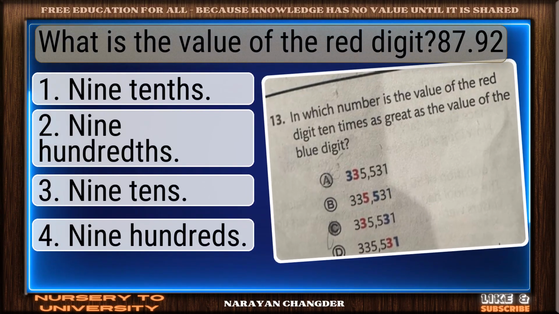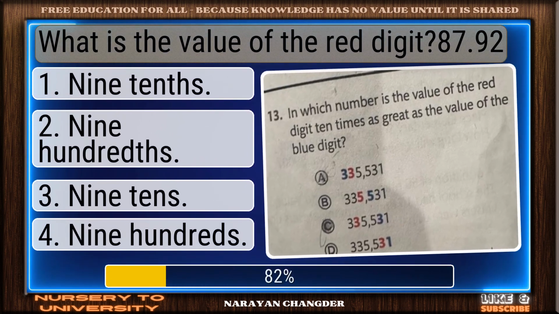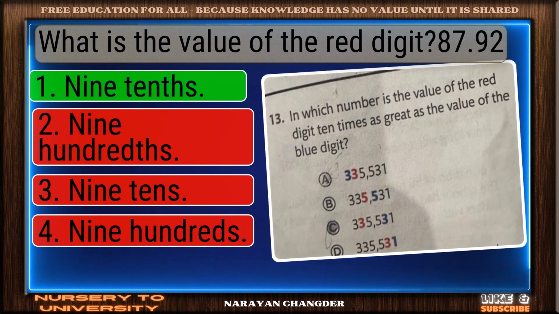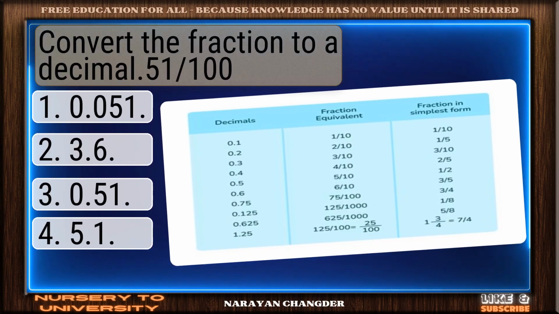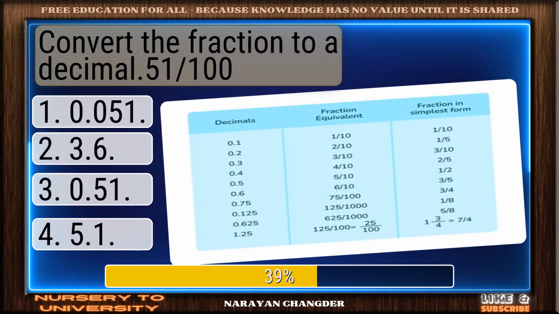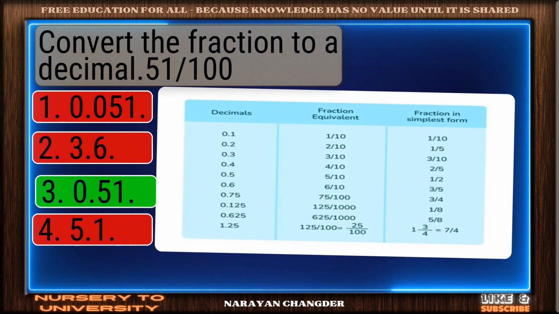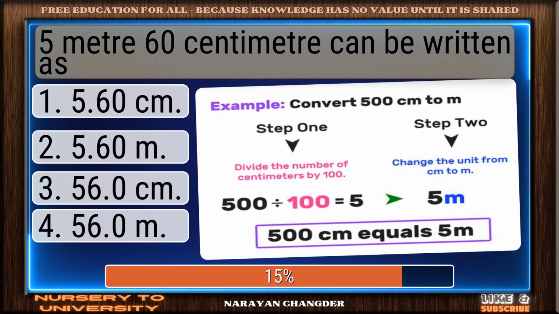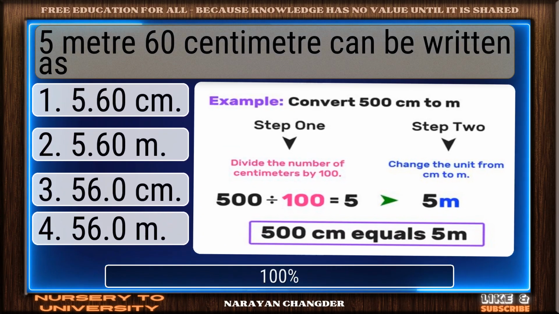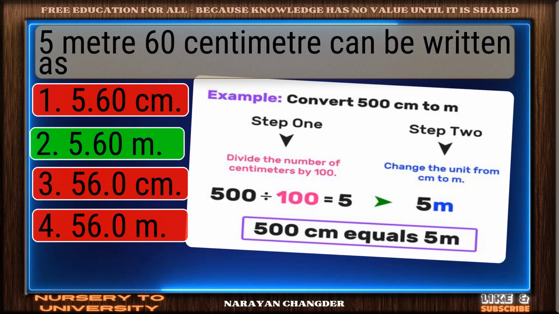What is the value of the red digit? 8792. Correct response. 9/10 is the most accurate answer. Convert the fraction to a decimal 0.5100. You got it. Your choice 0.51 is right. 5 meters 60 centimeter can be written as. Exactly. 5.60f makes sense and it is right choice.